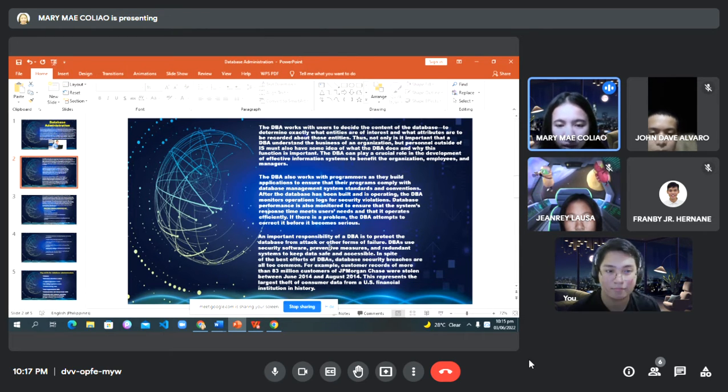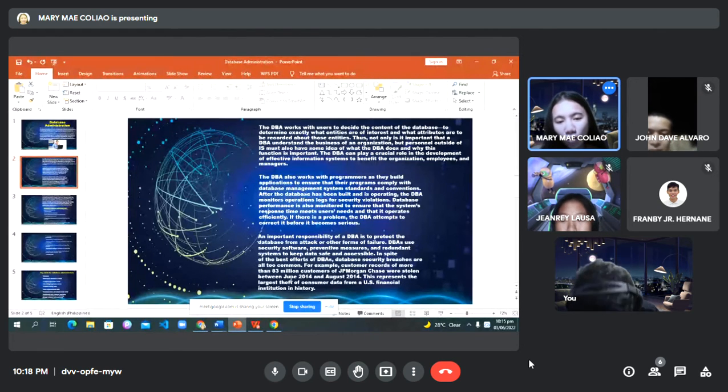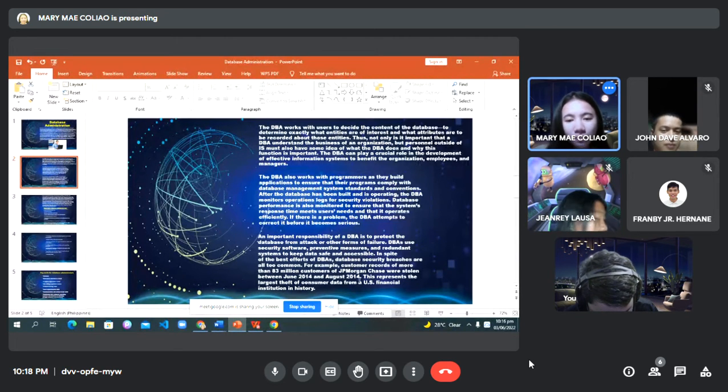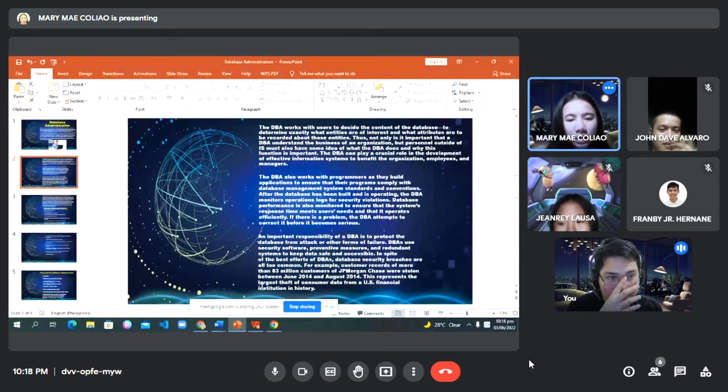An important responsibility of a DBA is to protect the database from attack or other forms of failure. DBAs use security software, preventive measures, and redundant systems to keep data safe and accessible. And in spite of the best efforts of DBAs, database security breaches are all too common. For example, customer records of more than 83 million customers of JP Morgan Chase were stolen between June 2014 and August 2014. This represents the largest theft of consumer data from a U.S. financial institution in history.